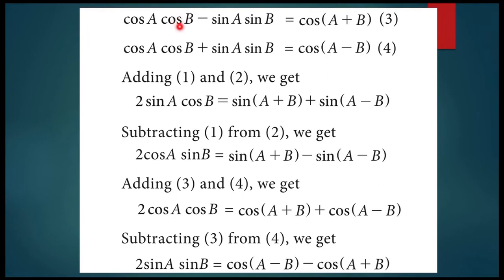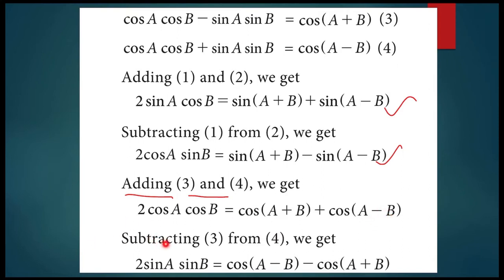Now the third formula, that is cos(A+B) and cos(A-B). While adding 1 and 2, we get these two formulas already. Now we are going to add 3 and 4. Here you get cos A cos B plus cos A cos B, which is 2 cos A cos B. Sin A sin B and sin A sin B will get cancelled. So 2 cos A cos B equals cos(A+B) plus cos(A-B), our third formula.